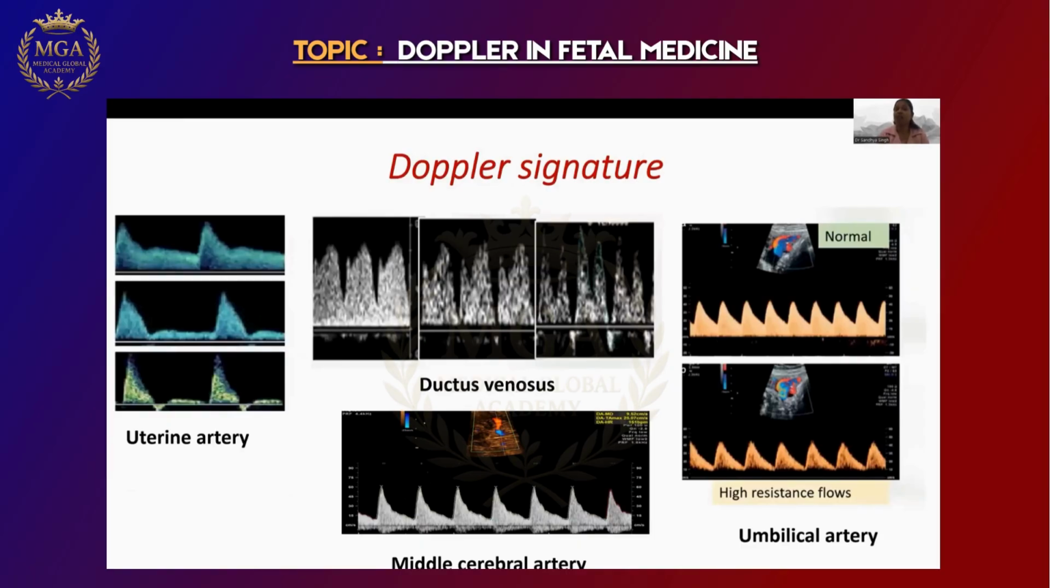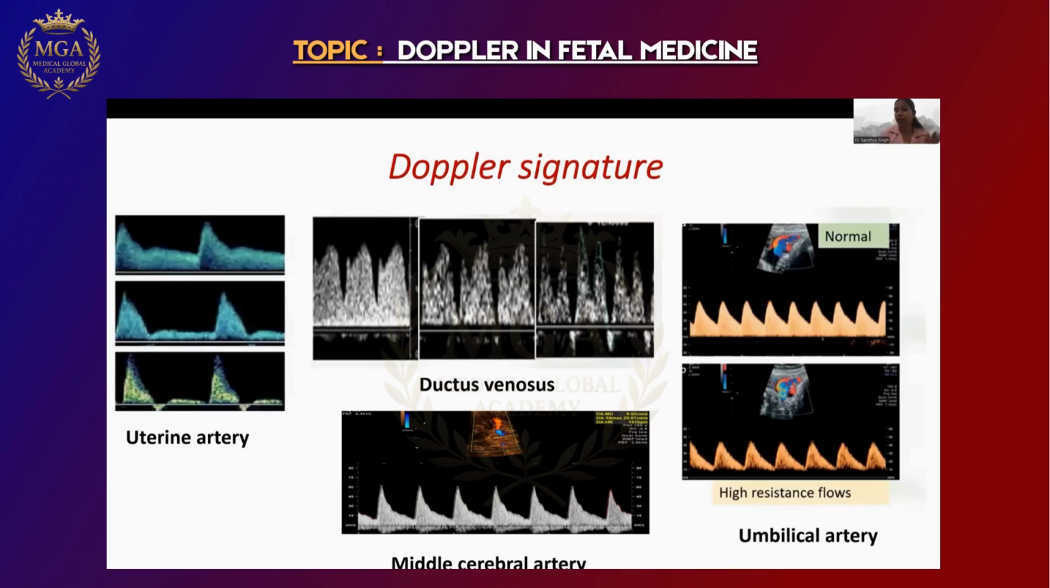Likewise, every vessel has its own waveform, which is known as the Doppler signature. I want you all to familiarize yourselves with all these waveforms. Let's study one by one. First is the uterine artery. See, in the uterine artery, obviously any artery, whenever there is a flow, in the cardiac cycle there are two phases, systole and diastole.